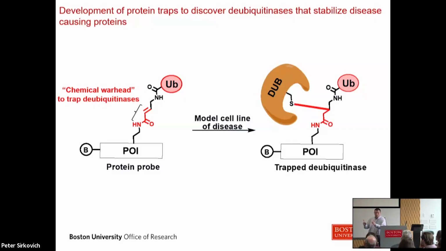We're making a full-length protein where we put ubiquitin site-specifically and stoichiometrically at its relevant site that we know is important for its stability. But instead of having the natural ubiquitin linkage, we're installing this chemical warhead instead that will covalently trap the deubiquitinases that target that protein, and then we can identify them by mass spectrometry. And we've done this successfully for a number of different proteins.